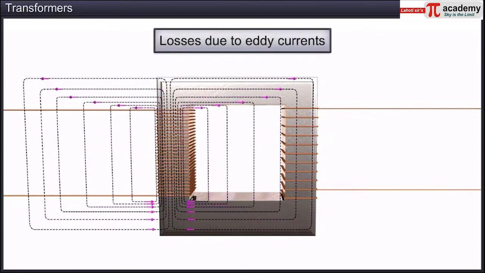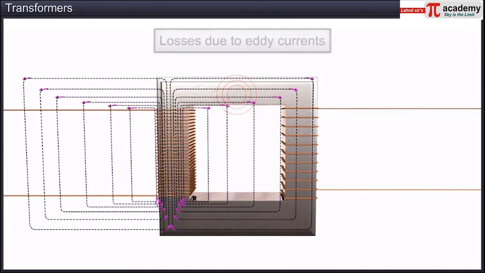Due to changing magnetic flux in conductors, induced currents known as eddy currents are produced in them. The alternating magnetic flux induces eddy currents in the iron core. The eddy current in these closed loops results in generation of heat and loss of energy. This effect can be reduced by having a laminated core.